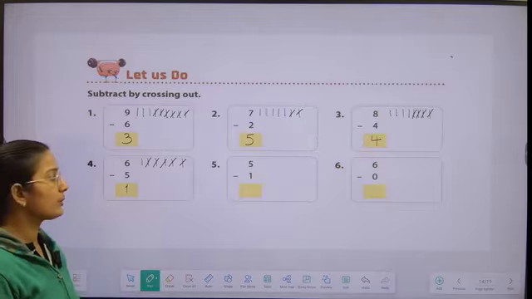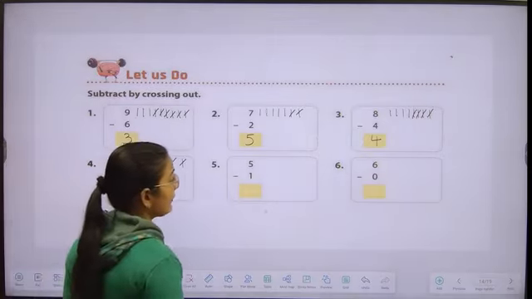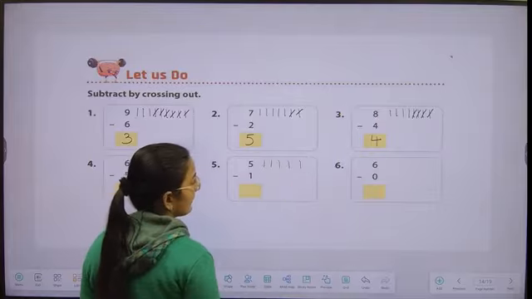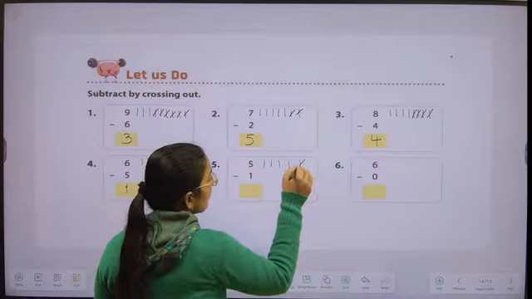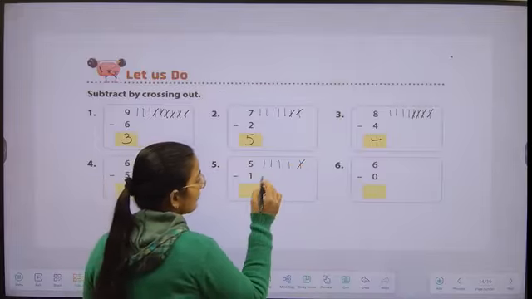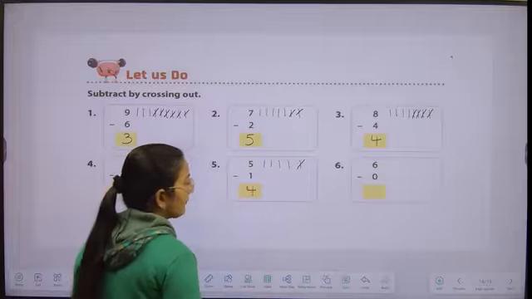Now, moving to the next one. I am having 5 lines. So, first we are going to draw 5 lines just like this. Now, cross only one line. How many lines am I left with? 1, 2, 3, 4. So I am going to write 4 for this.